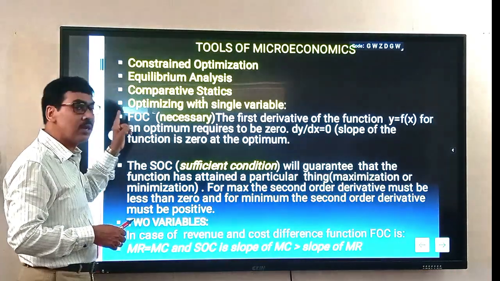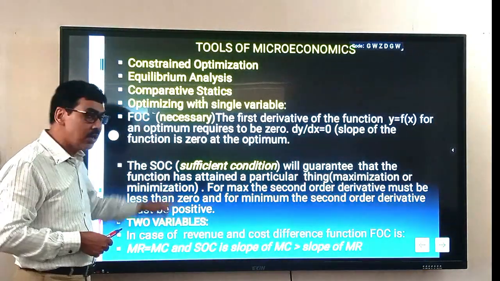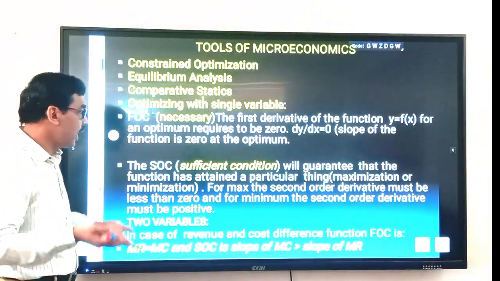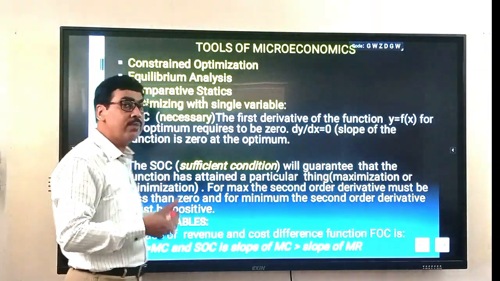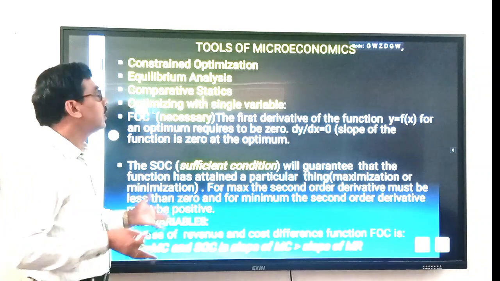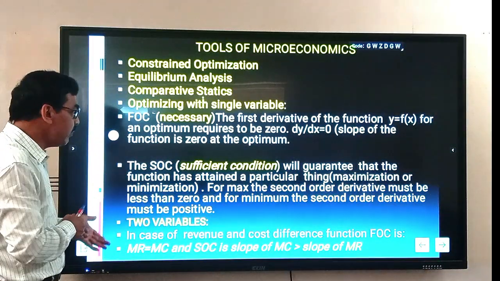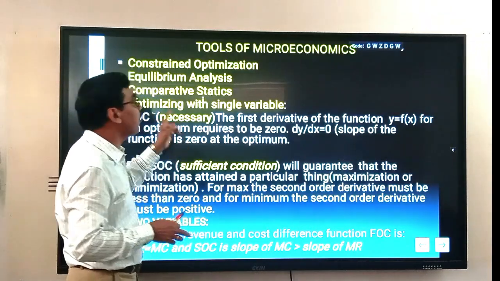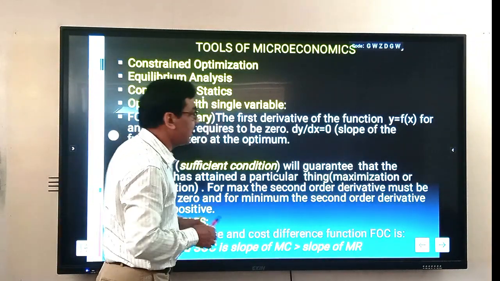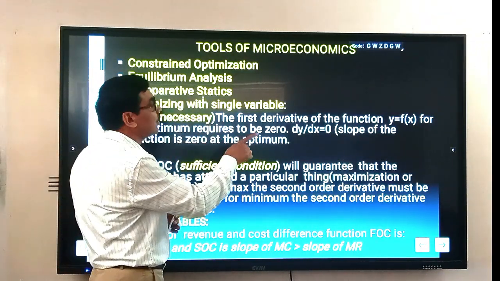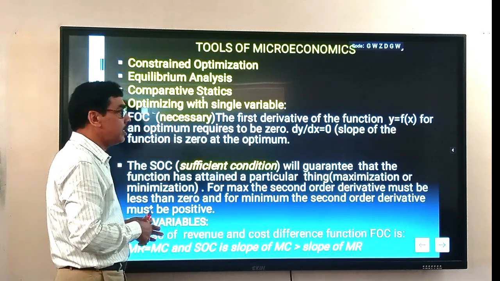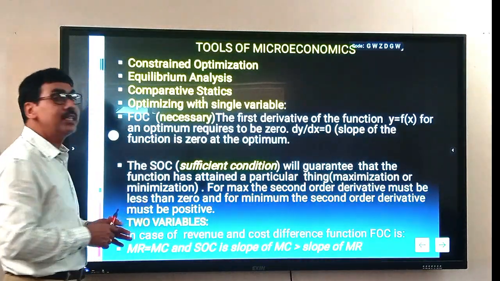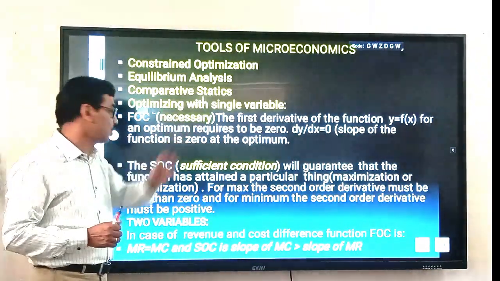One is the first order condition, or it is called the necessary condition. To do this, we must utilize mathematics, the rule of derivative, which is known as differentiation. In the derivative, the first order condition is that the derivative must be equal to zero. That is, we take the function's first order derivative and set it equal to zero. Whatever value we get, that value maximizes the function.